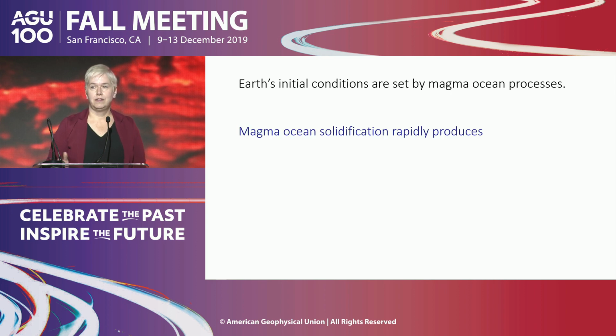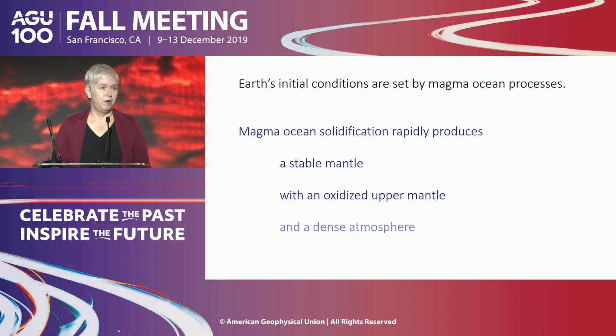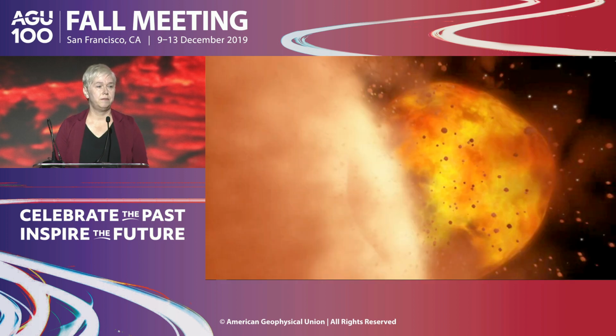And magma ocean solidification rapidly produces three key things for the initial Earth. One is a stable mantle, not a wildly convecting hot mantle as used to be thought, but a stable mantle with an oxidized upper mantle and a dense atmosphere. And so that's where I'm going with this little discussion.